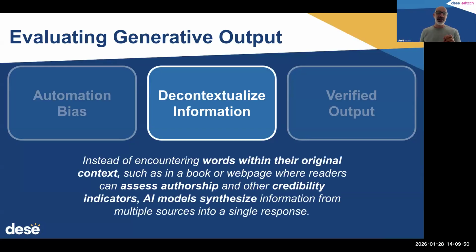Decontextualizing information. Instead of encountering words within their original context, such as in a book or a web page where readers can assess authorship and other credibility indicators, AI models often synthesize information from multiple sources into a single response. So if I say, evaluate Truman's decision, the tools are not going to the web, copying one idea, pasting it, putting the source, copying the next idea, pasting it, and putting the source.